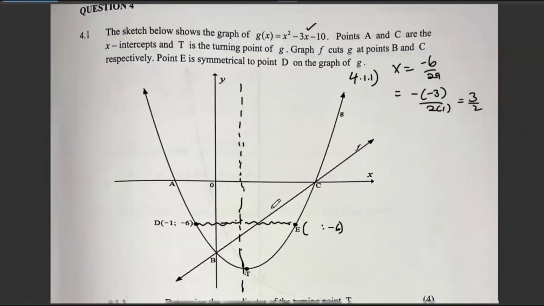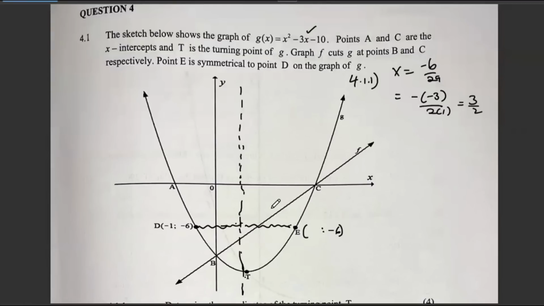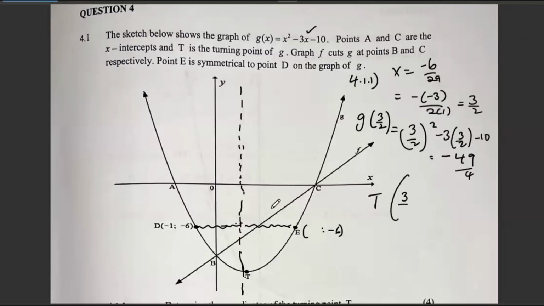But the question wants the coordinates, so we need to substitute this back into g. g of 3 over 2 is going to be 3 over 2 squared minus 3 times 3 over 2 minus 10. Let's see what we have: 3 over 2 squared, minus 3 times 3 over 2, subtracting 10. I'm getting -49 over 4. So T is going to be 3 over 2, -49 over 4.